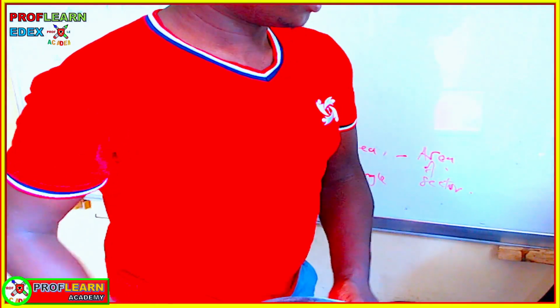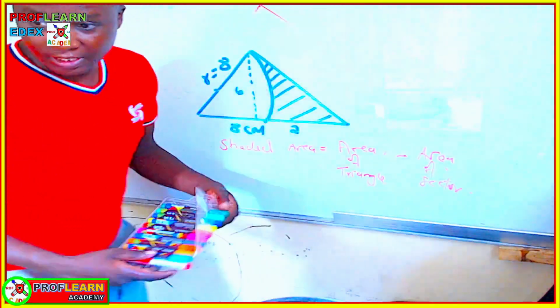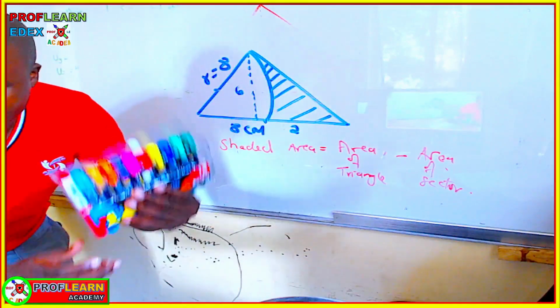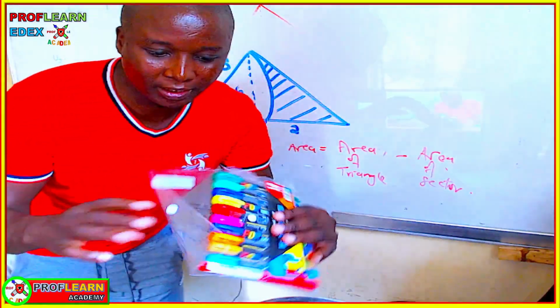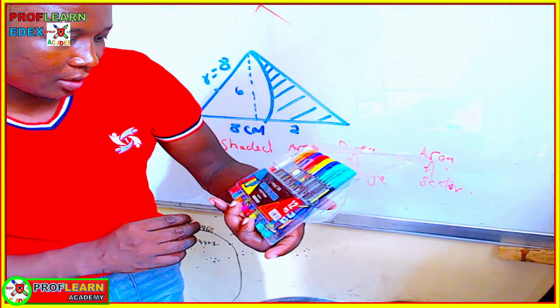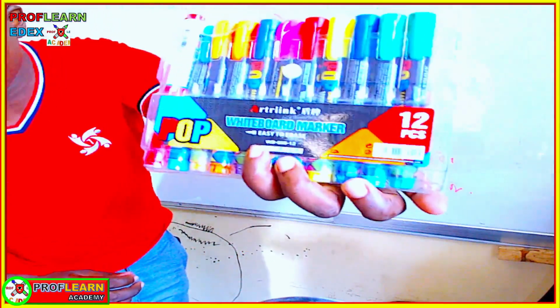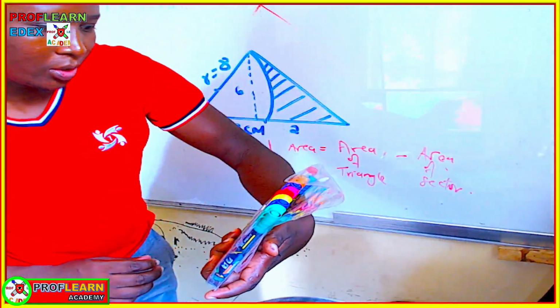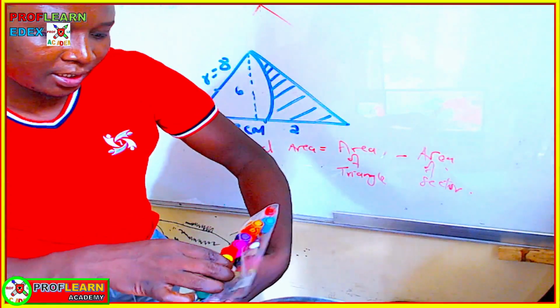Whenever you are choosing the type of markers to use in that kind of scenario, choose markers which are feasible, like for instance here I'm using whiteboard markers, acrylic. These are the markers that I usually use, which are quite clear when I write.